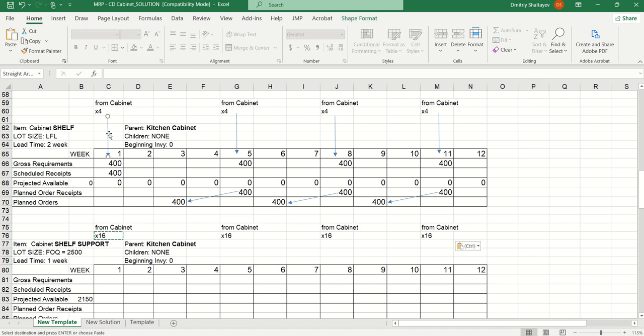So, I'm going to put the arrows as well over here, okay? Arrow over here, and over here, okay? All right, so my planned orders for the parent unit, kitchen cabinet, are 100, right? Times 16, that means that I will need 1,600 shelf holders in week number 1, in week number 5, in week 8, and also week 11, okay?